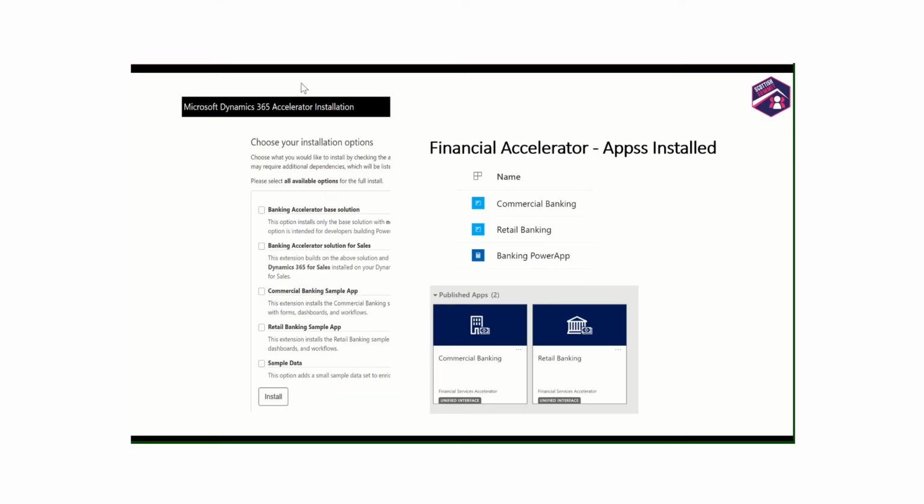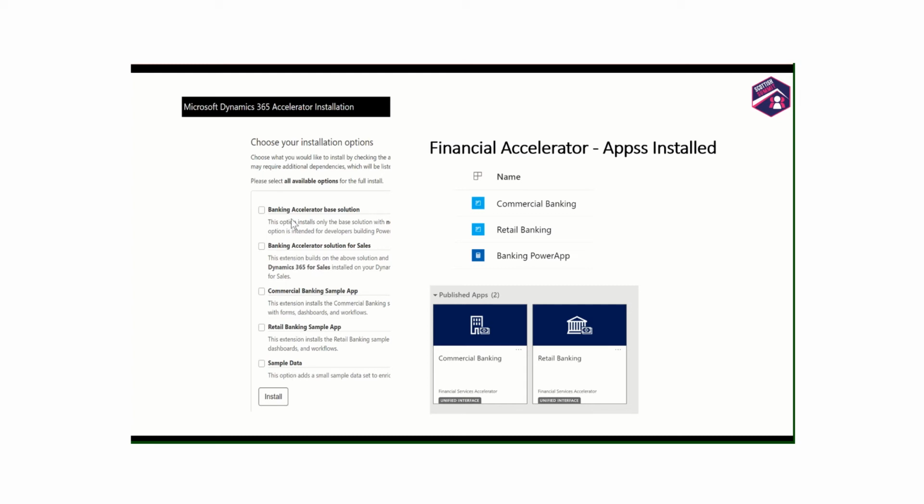So once you click on install or get the industry accelerator specific to what you want, and this one is a screenshot of the financial services accelerator, you can choose the installation option. It will depend on the industry accelerator you are selecting. For example, in financial services, it will ask you if you want to install the base solution. In addition to that, do you want to also install the banking accelerator solution for sales, the commercial banking sample app, the retail banking sample app, as well as sample data.